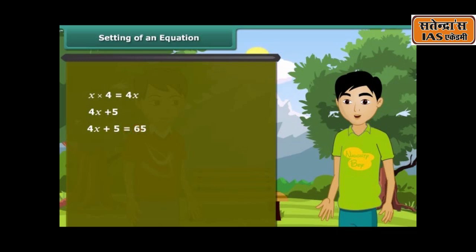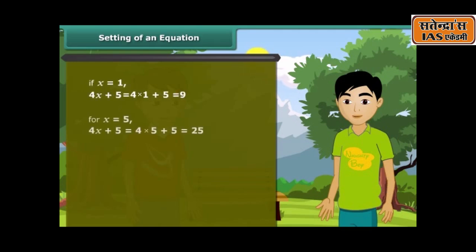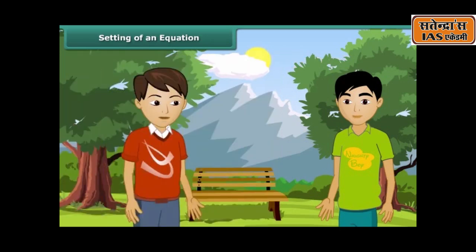Now to find the number, I put different values of x. If x is 1, we get the answer as 9. If x is 5, we get answer as 25. Similarly, for x equal to 15, we get the answer 65. This is so simple.